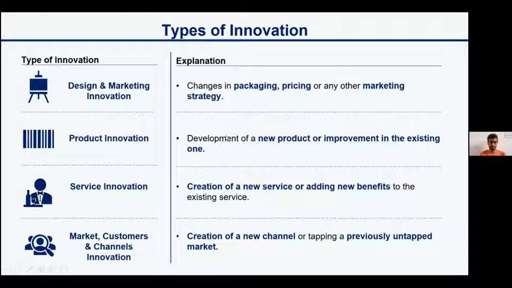So I'd like to start out by explaining the various types of innovation. There are a multitude of them, and I'll go by them one by one. Design and marketing innovation is the first. This describes changes in packaging, pricing, or any other marketing strategy. Product innovation, this is something which you are very familiar with. There is development of a new product or improvement in an existing product.